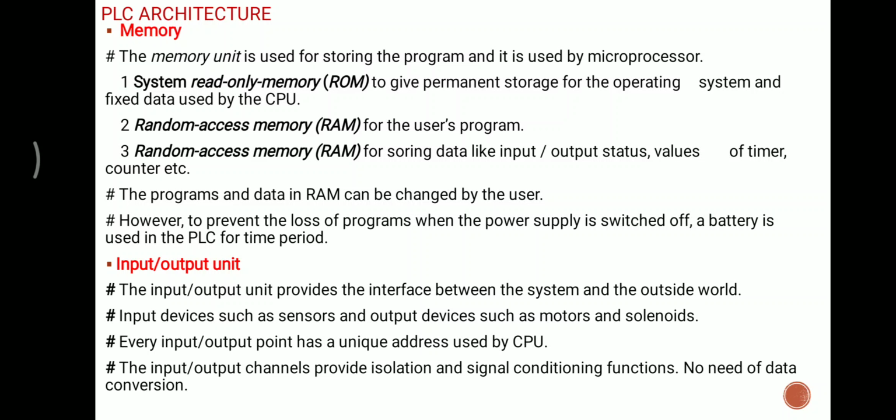Every input output point has a unique address used by the CPU. I already told you, every input output will be stored in RAM, and that RAM will have the address. That address will be read by the CPU, and the further actions will be taken by the CPU. The input output channels provide isolation and signal conditioning functions. No need of data conversion. As you know, there may be data conversion like analog to digital or digital to analog. This data conversion circuitry is not required in the PLC. It is inbuilt into the PLC. So that is about the input output unit.